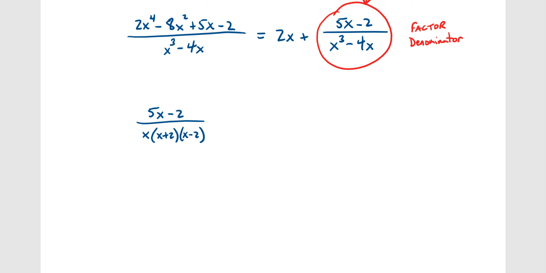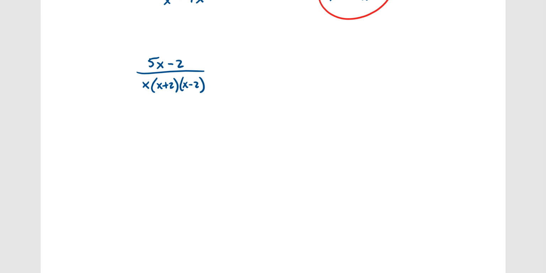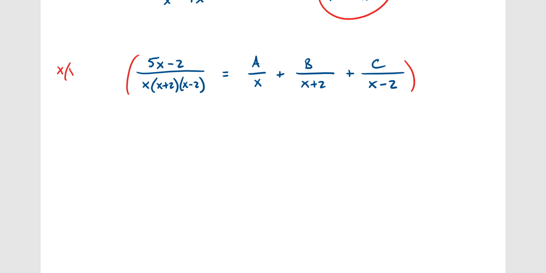Okay, so what we have here is 3 distinct linear factors. We have x, x plus 2, x minus 2. So we do exactly the same thing we just did. We're going to give them each their own fraction with some constant in the numerator that we have to solve for. So it's going to be a over x plus b over x plus 2 plus c over x minus 2. And we need to multiply both sides of this equation by the least common denominator, which is just the original denominator, x times x plus 2 times x minus 2.